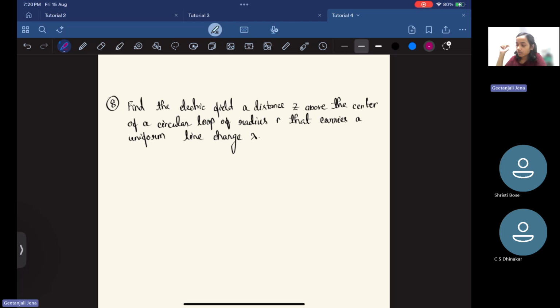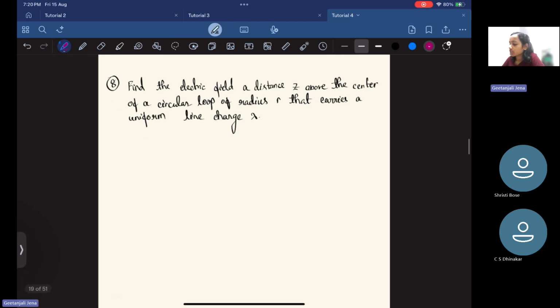This is easy to solve because the main steps that you need to follow are: take a small area element, a small charge element, and find out what dE will be for this case, and check whether this electric field has any symmetry or not. If yes, ignore those components which have symmetry, and from that you can calculate the net electric field.